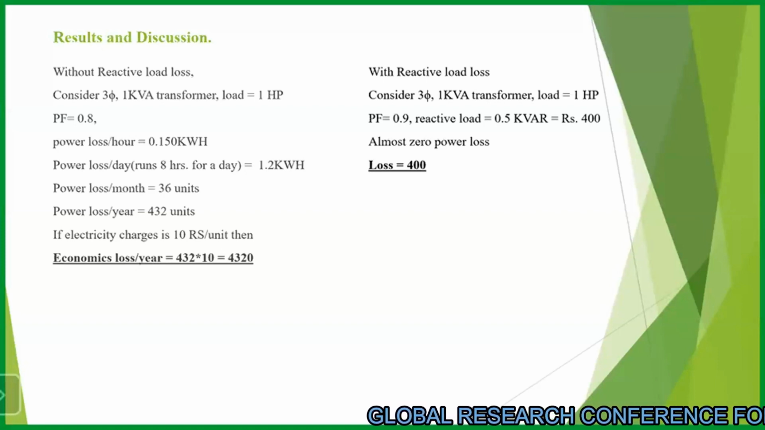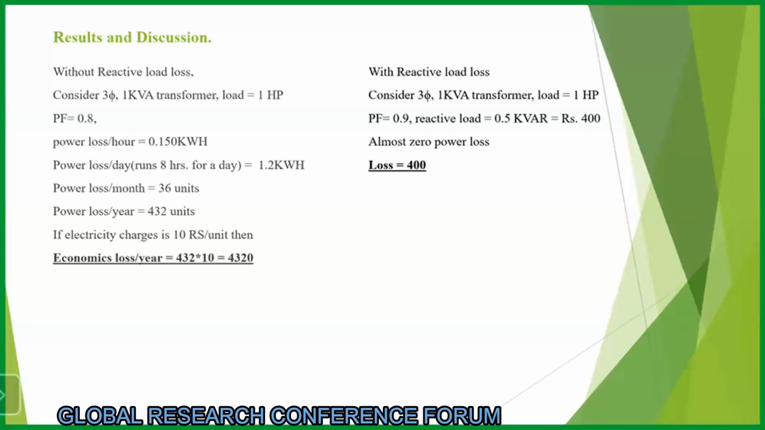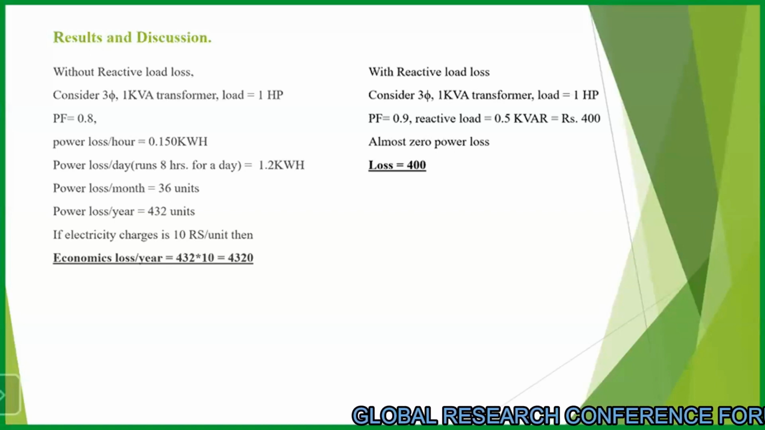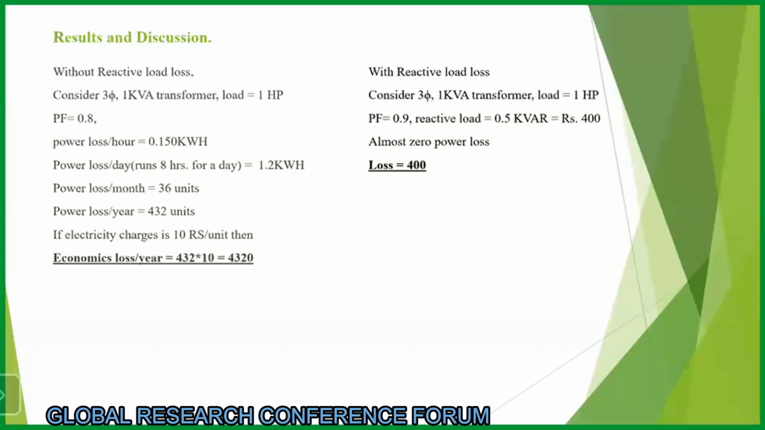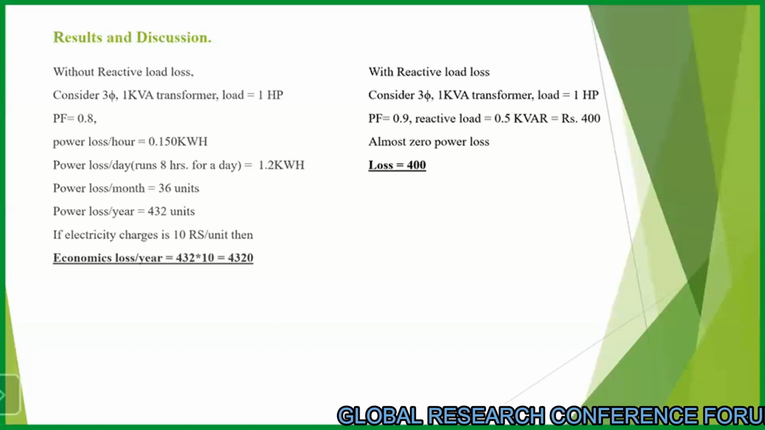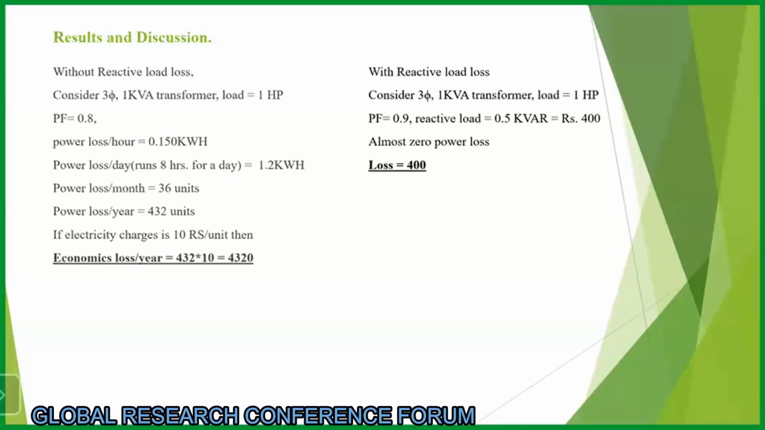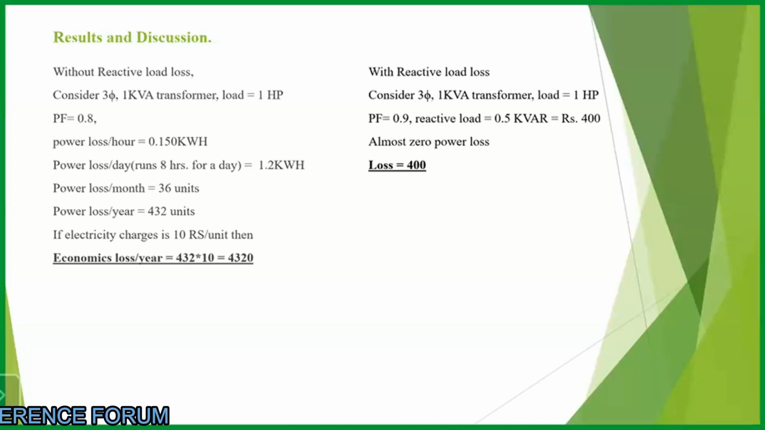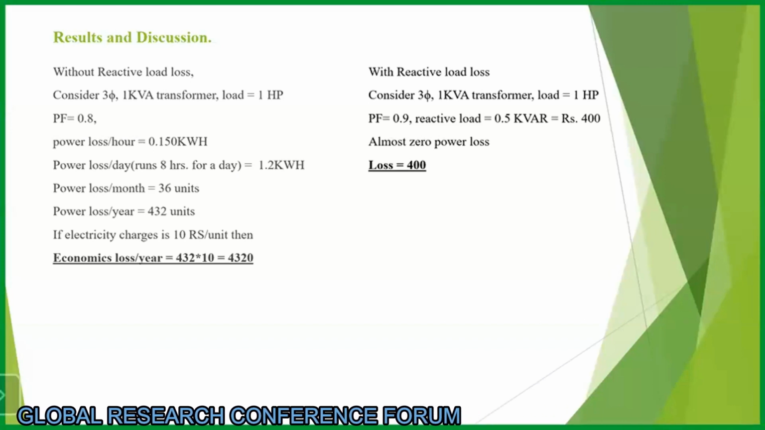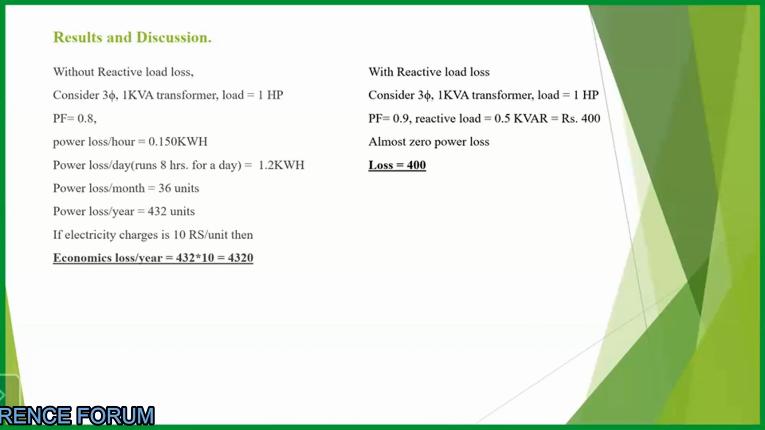432 units. If we consider a commercial rate of 10 rupees per unit, then the economic loss per year becomes 4320 rupees if we do not use the reactive load. And if we use the reactive load of 0.5 kVAR, it costs only 400. So it is better to always use a reactive load instead of running an inductive load without reactive load. So this is the comparative study. It indicates that if I use the reactive load, it costs me 400. And if I do not use the reactive load, it wastes an amount of 4320.